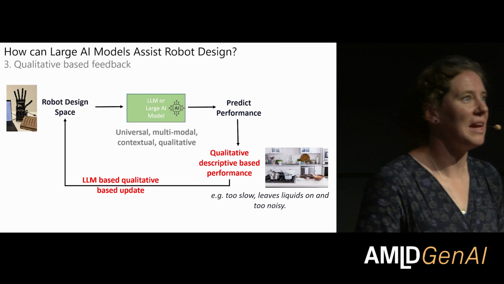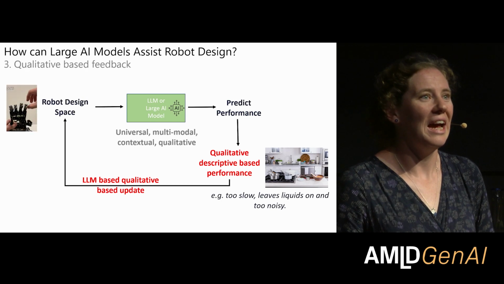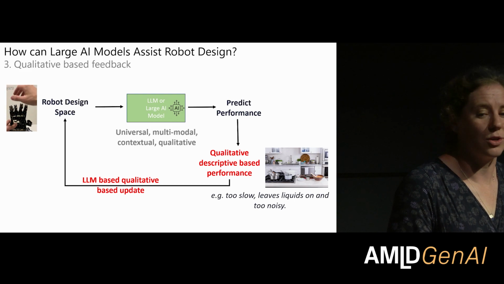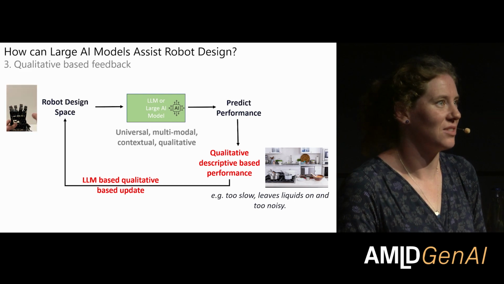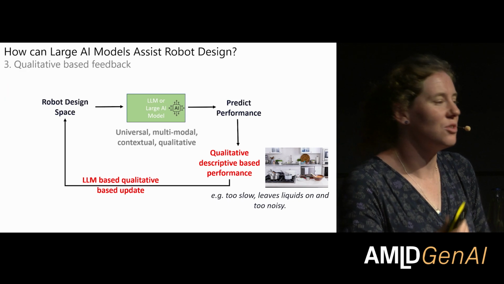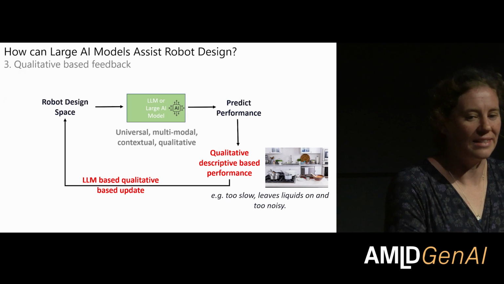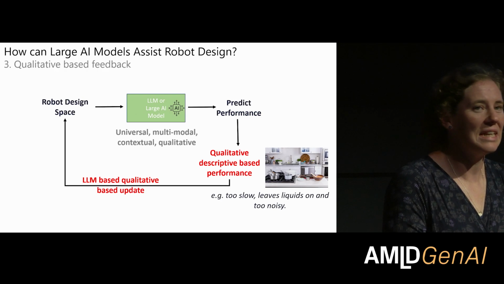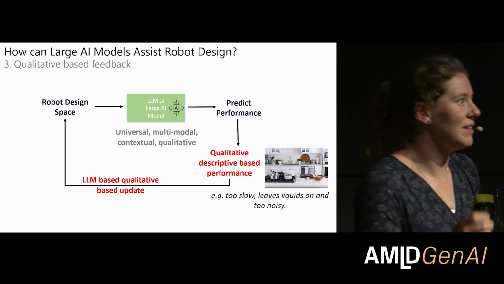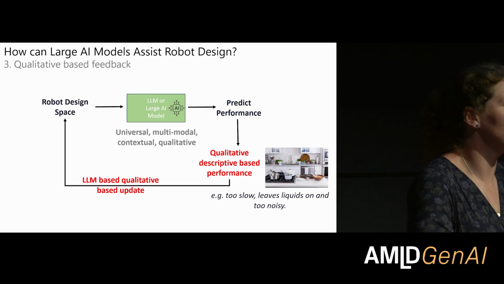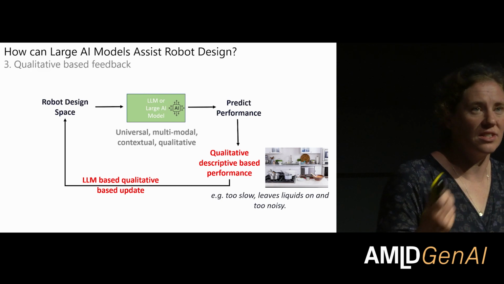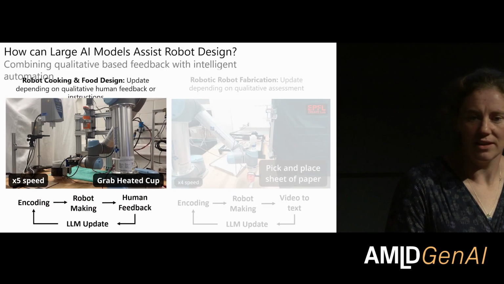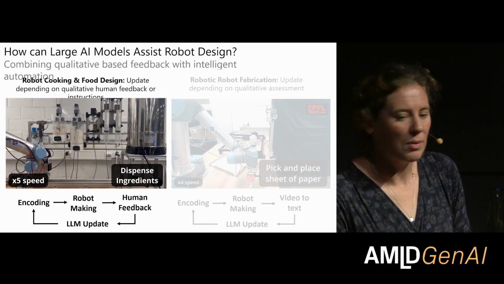So for example, we have our robot hand cooking in the kitchen, and it's doing some kind of task, be it the washing up. Now we can have a qualitative-based description. For example, it's too slow, it leaves liquids, it's too noisy. And we use this, based on qualitative language, to update the design. So this allows us to move away from single fitness functions to more general qualitative metrics that describe the behavior of our robot.